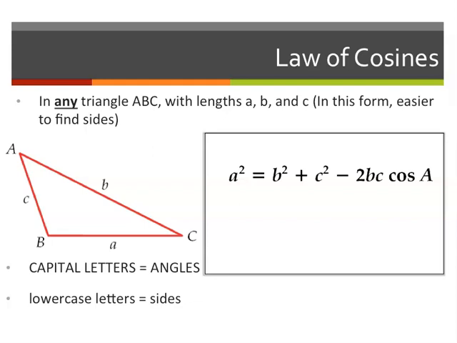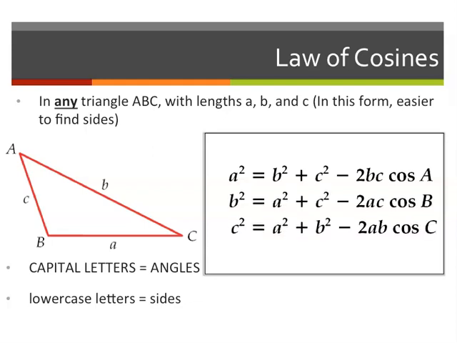Now what if it were the other way around? What if you were trying to find side b and you had side a, side c, and angle B? Well, then you can either relabel it or you can use alternate forms of the law of cosines, where we're really just rearranging the letters. These two are really the same equation as the first one. It just depends on how you've labeled your triangle and what you're looking for. So b squared equals a squared plus c squared minus 2ac cosine of B. c squared equals a squared plus b squared minus 2ab cosine of C.